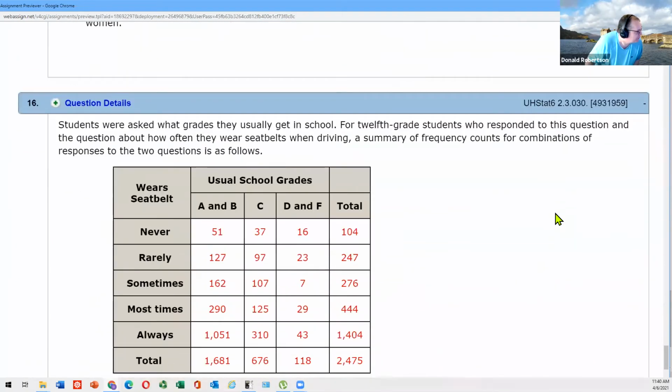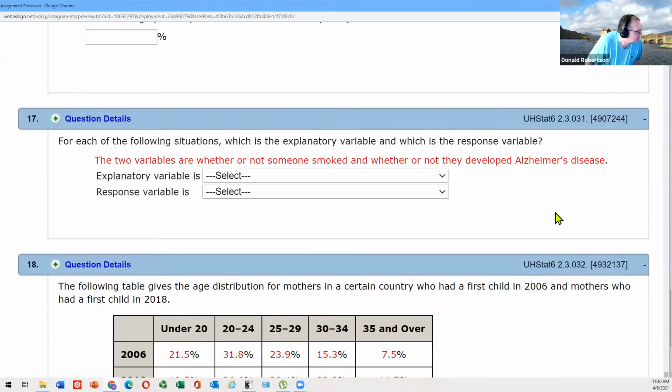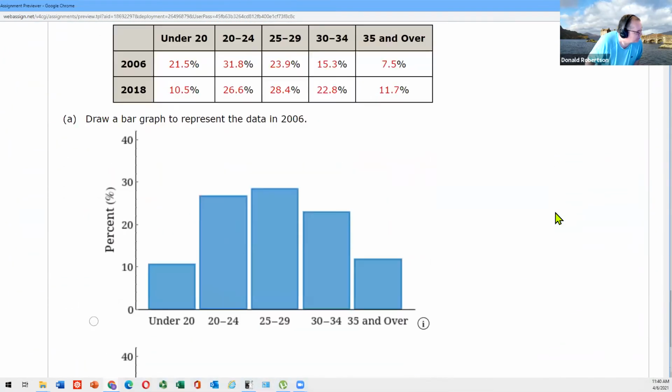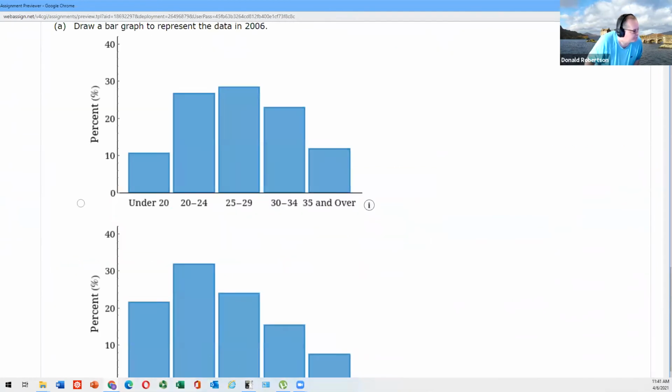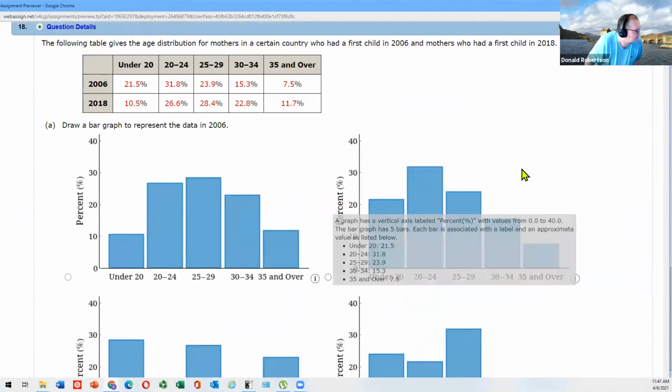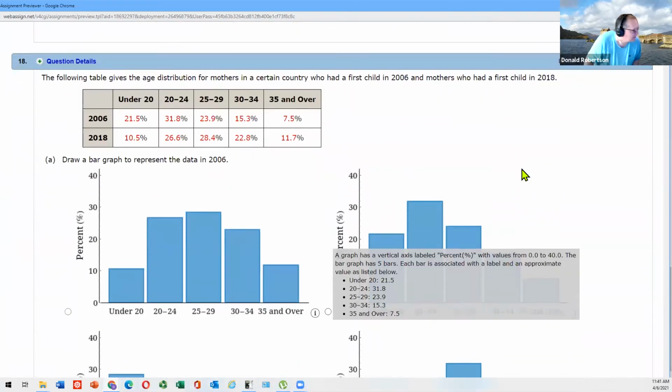We should do something vaguely interesting. Oh, this is interesting data. They've collected, this is question 18. This table gives the age distribution for mothers in a certain country and when they had their first child.